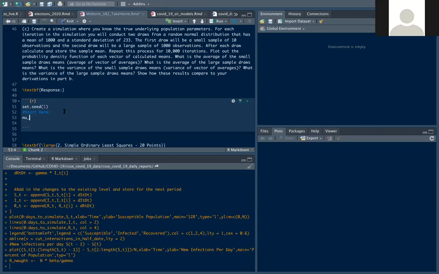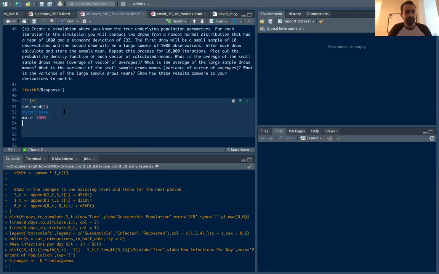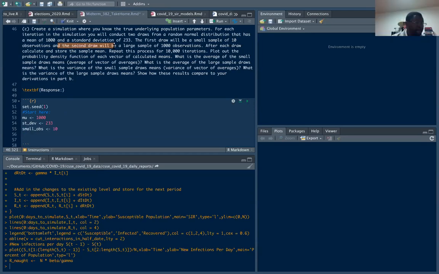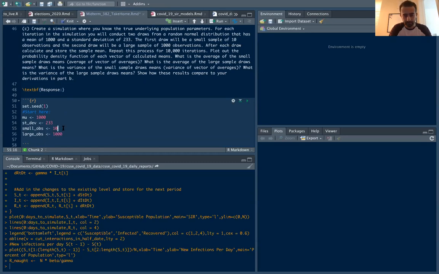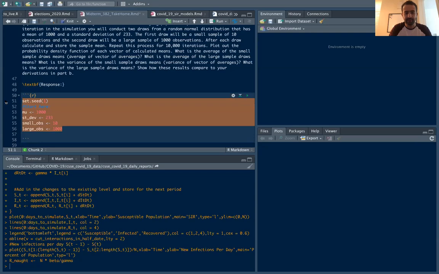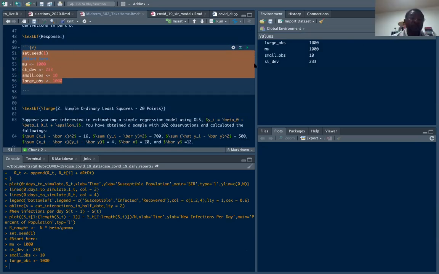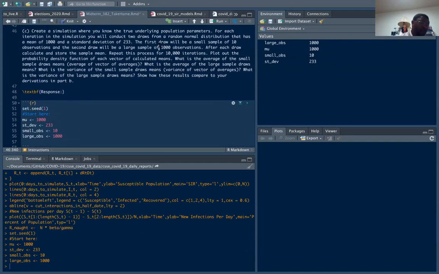So we'll do mu, going to be 1,000. St dev is going to be 233. The first draw is a small sample of 10 observations, so small obs is going to be 10. And the second draw will be a large sample of 1,000 observations, so we can create another placeholder, large obs, and that's just going to have the value 1,000. Here I'm doing nothing but defining some values. You guys see that all okay?